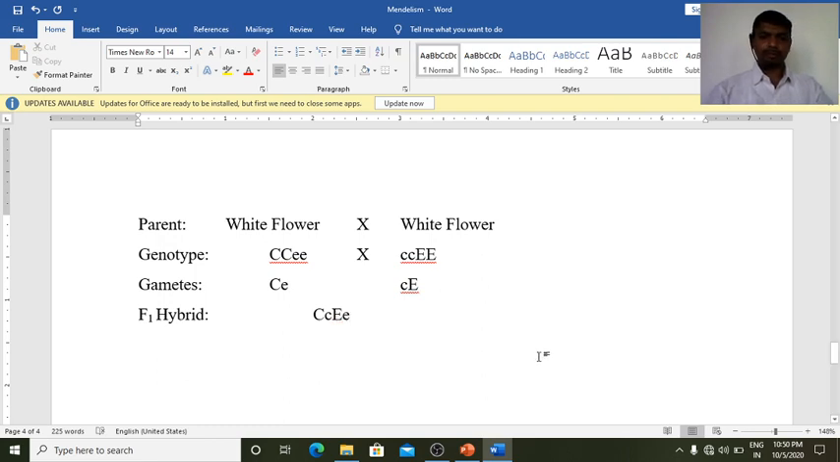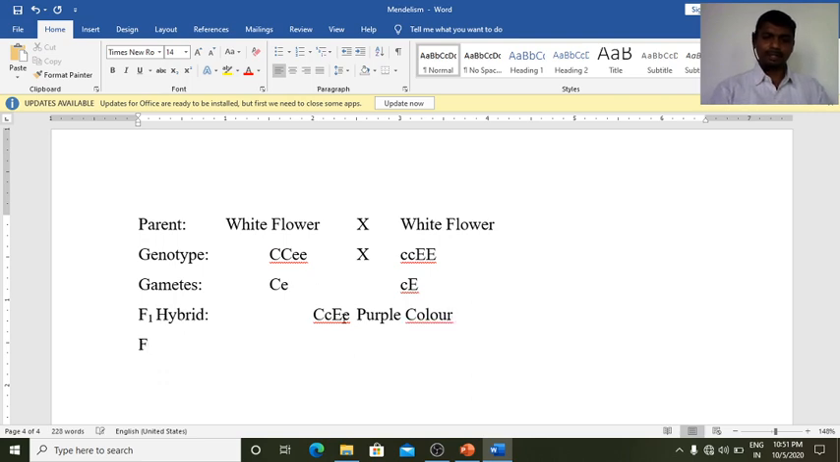Because of the presence of two dominant non-allelic genes here, the phenotype is purple color, because both the genes, C and E, are present. A capital letter shows the dominant, a small letter is the recessive. So capital C, capital E is present in the F1 hybrid, because of which the flower is purple color.